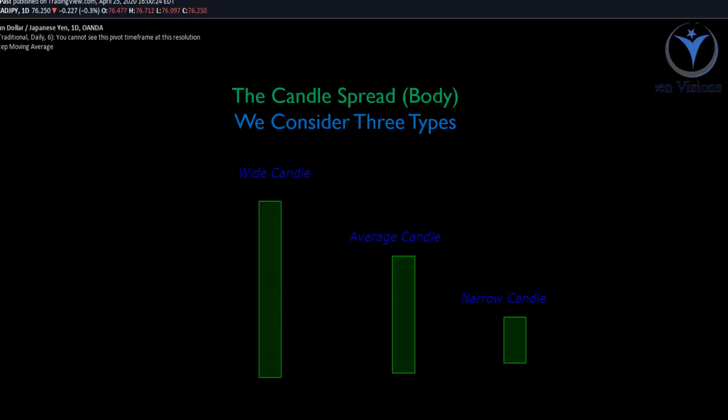Dive into a little mock-up chart here. Have some examples of 3 different bodies or candle bodies that we like to consider. We're going to have a wide candle here, an average candle here, and then a narrow candle here. Each one of these candles is going to give us different visual data or representations of what price could do or what price is actually telling us at that current period.